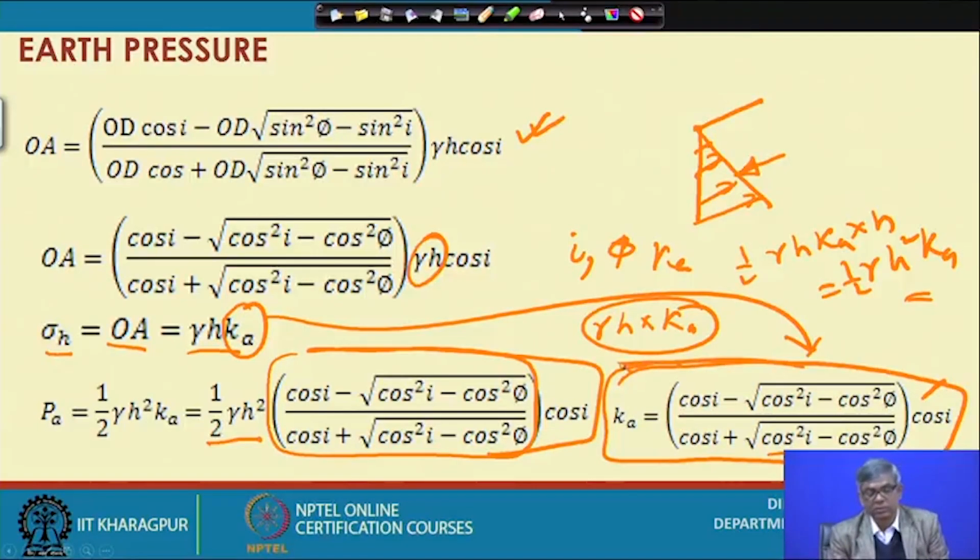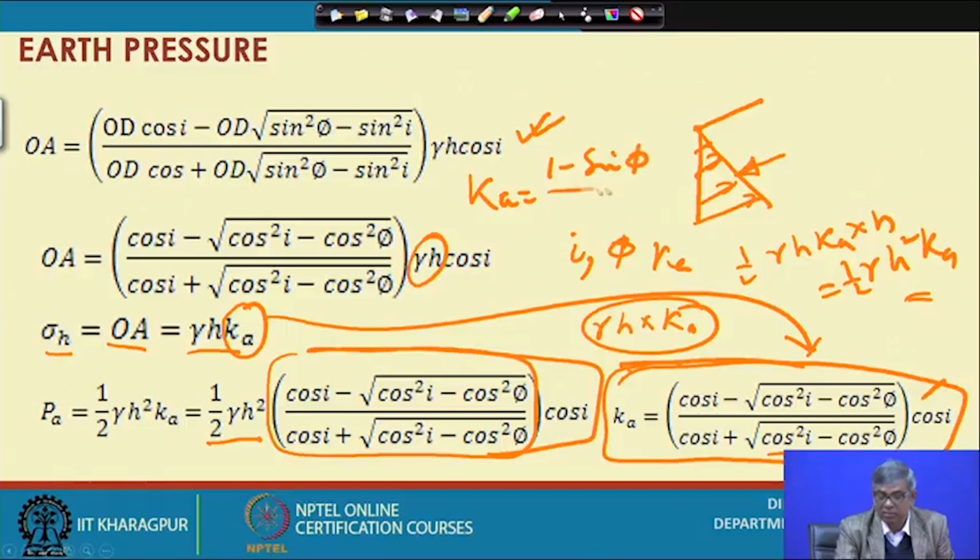So this is what we are getting when there is a sloping surface. This is the active earth pressure coefficient expression. It is a little bigger expression because of the i, but interestingly, if you put i equal to 0 here, then definitely you will get the same expression of Ka equal to 1 minus sin phi by 1 plus sin phi.